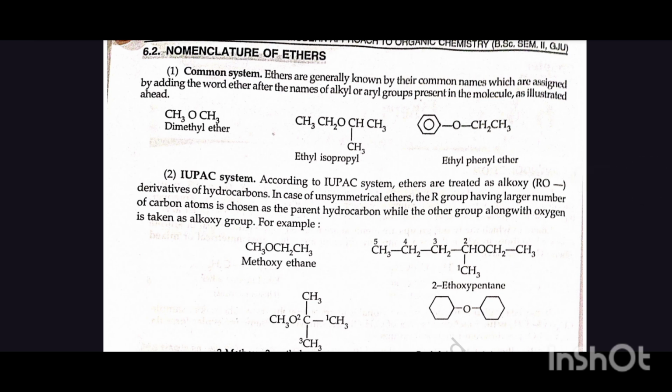Nomenclature of ethers. First, the common system. Ethers are generally known by their common names, which are assigned by adding the word ether after the names of the alkyl or aryl groups present in the molecule, as illustrated ahead: dimethyl ether, ethyl isopropyl ether, ethyl phenyl ether.